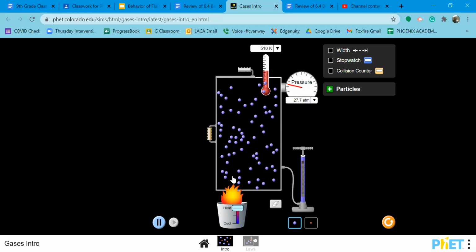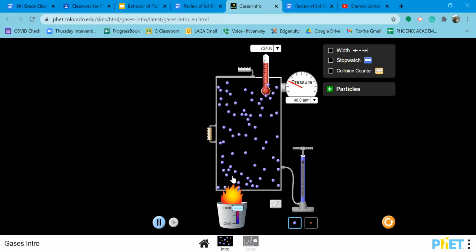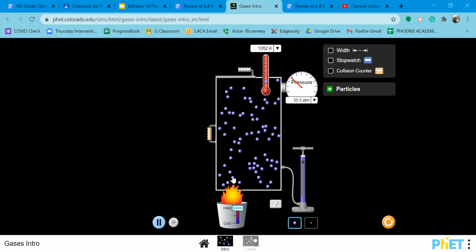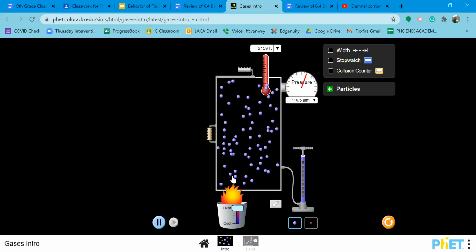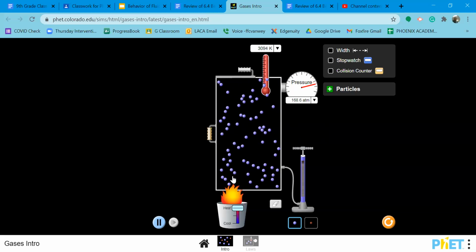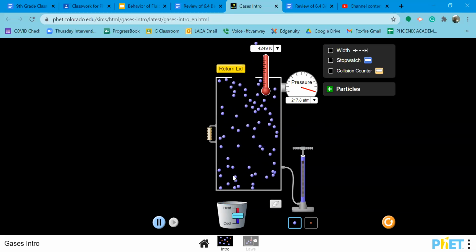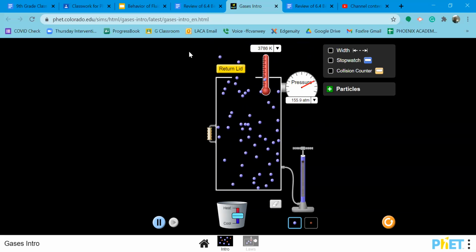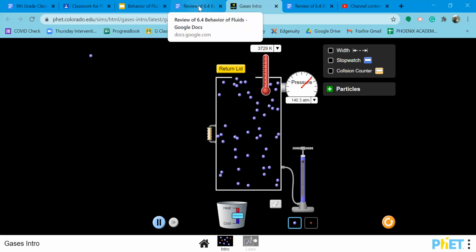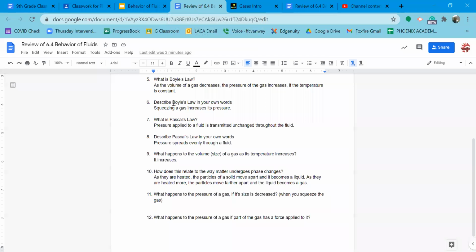And gases are less affected. So you see the pressure is really building now. These are the particles of a gas, and they run into each other and into the sides of their container until eventually they blow the lid off the container. So we're going to investigate this more when we get back to the lab. But as they're heated, the particles of a solid move apart and it becomes a liquid. As they're heated more, they move apart more and they become a gas.